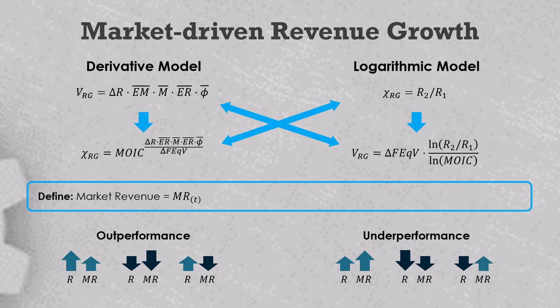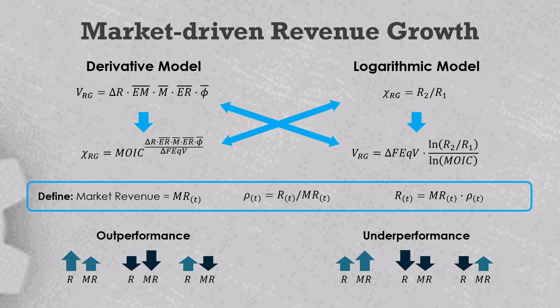To precisely quantify the impact on equity value creation, we define a new variable with the Greek letter rho. This is equal to the company's revenue divided by the market revenue at any time t, and it means that we can also represent the company's revenue as the product of market revenue and rho.